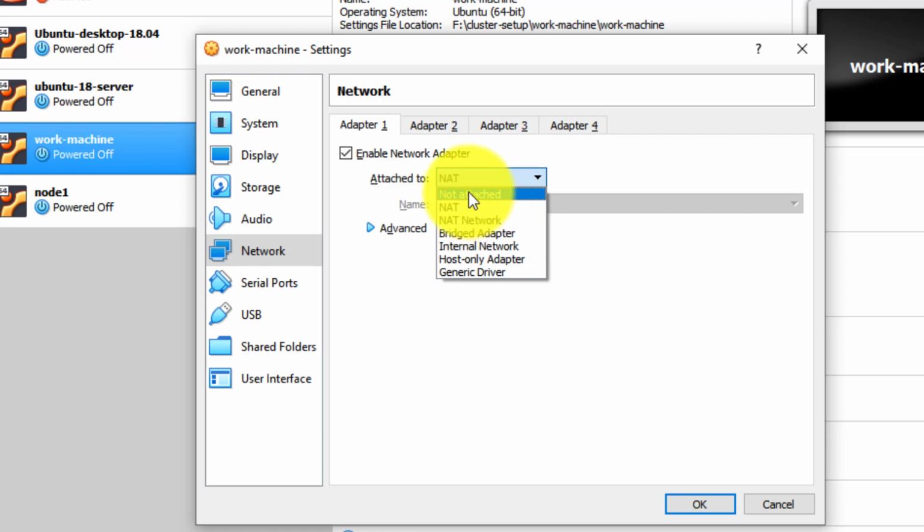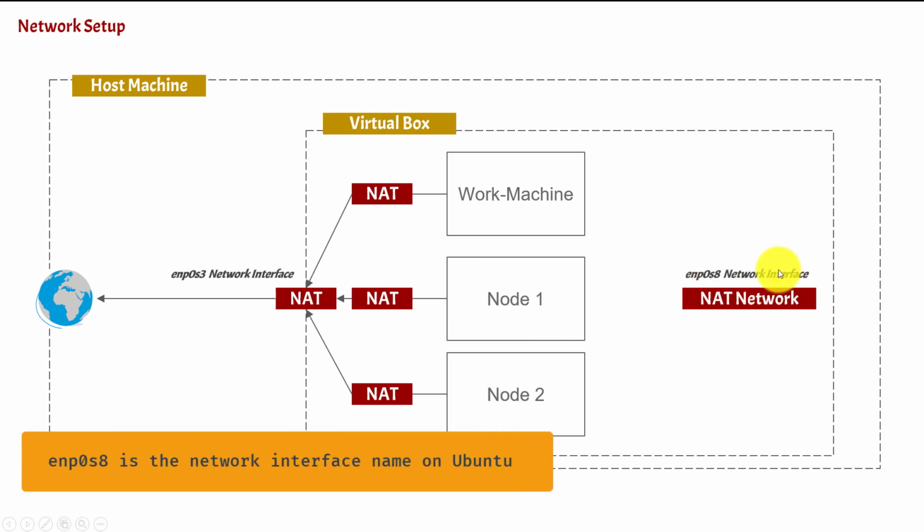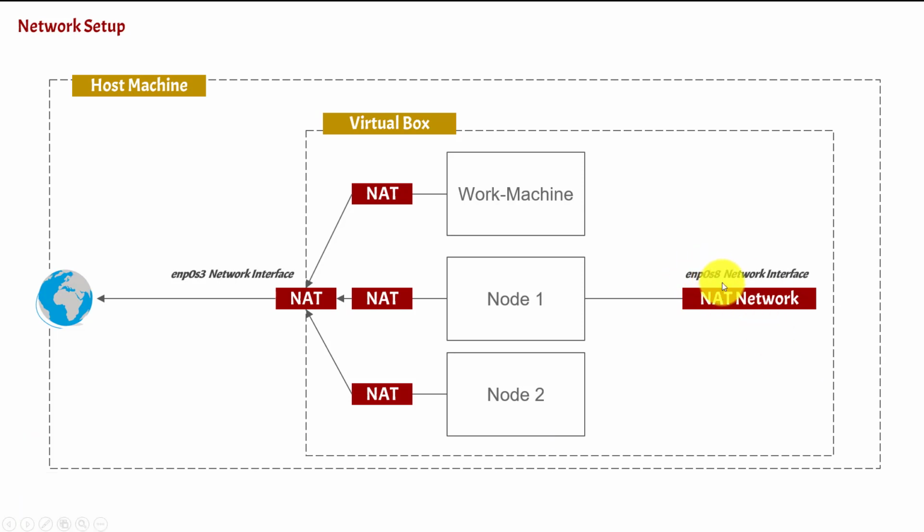We don't need to go into the detail of how everything works. You just need to remember that you need to use this NAT network. This NAT network is called the ENP0S8 interface. So this NAT network has a special name in Ubuntu, that is ENP0S8, and node 1 will be connected to this NAT network interface. Work machine will also be connected, and node 2 will also be connected. For this virtual machine cluster setup, we are assuming that this NAT network is encapsulated inside this VirtualBox boundary, so it is not talking outside of this.